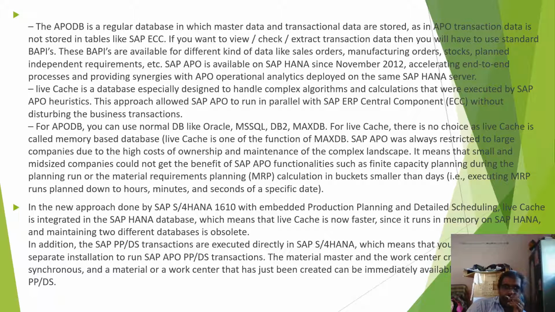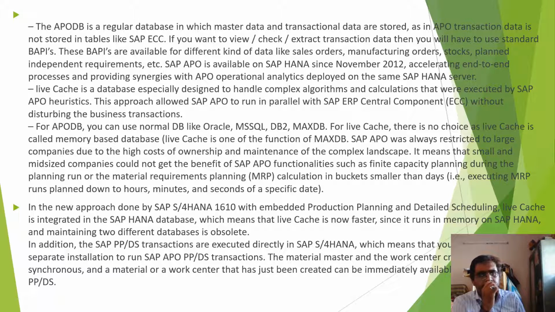SAP APO has been available on SAP HANA since November 2012, accelerating end-to-end processes and providing synergies with SAP APO operational analytics deployed on the same HANA server. LiveCache is a database especially designed to handle complex algorithms and calculations that were executed by SAP APO heuristics. This approach allowed SAP APO to run in parallel with SAP ERP Central Component (ECC) without disturbing the business transaction.